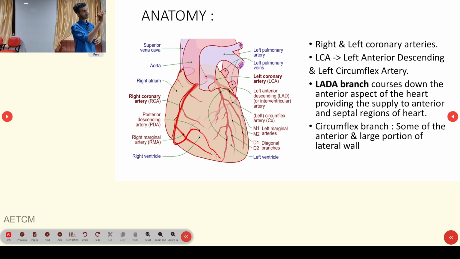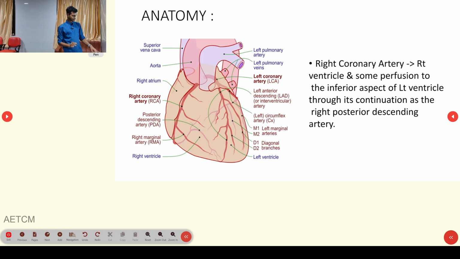On the other hand, the left side coronary artery has two branches. The first one is the left side circumflex artery, which continues as the left side marginal artery. Here you can see the anterior part, and it goes to the lateral wall also. The lateral and posterior wall extend till the septal region. Then the left anterior descending artery continues as the diagonal artery, majorly covering the anterior part of the left ventricle. This is the anatomy of the coronary vasculature.